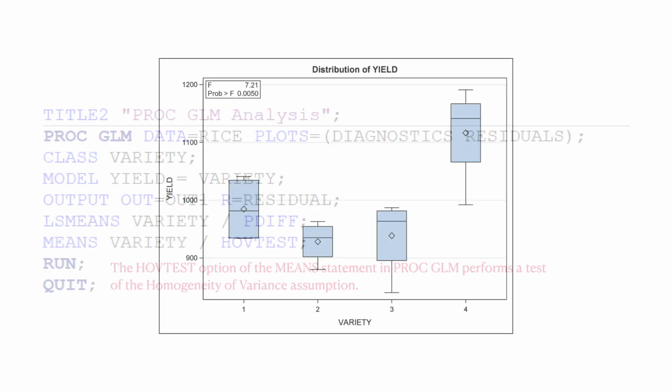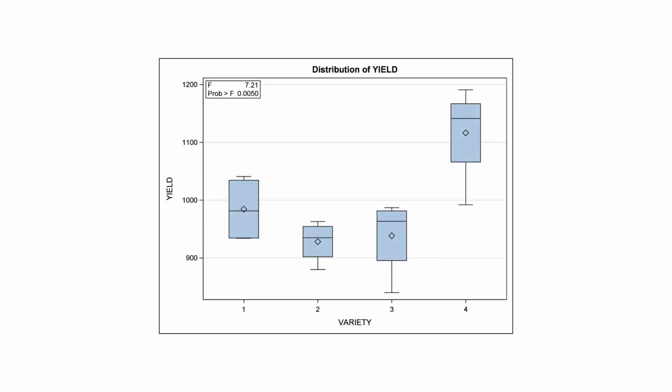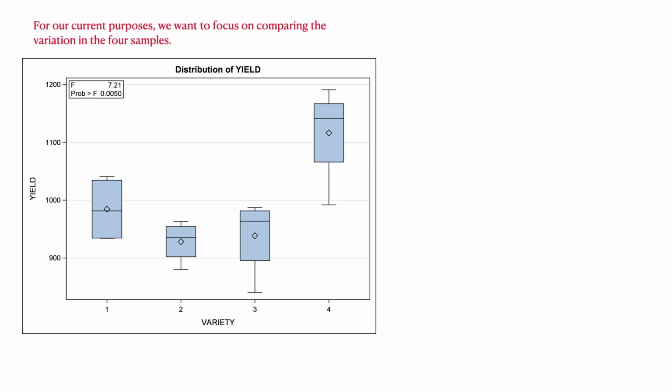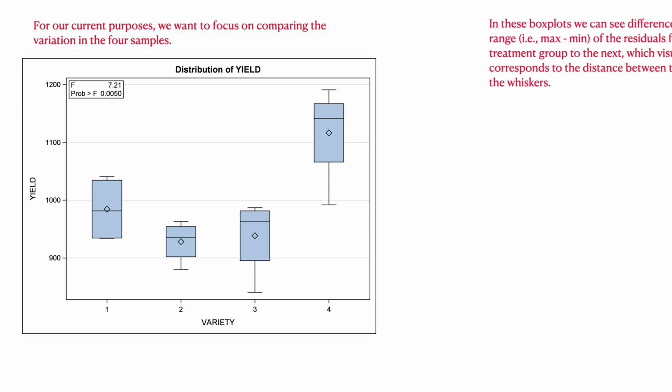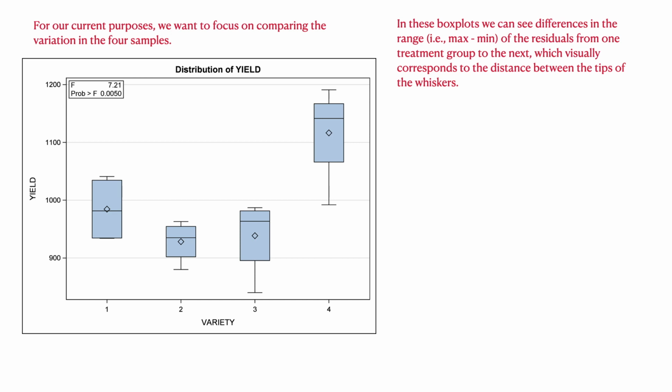assumption. Here's a set of side-by-side box plots, one for each of the four varieties, and these are box plots of the yield. Now, for our current purposes, what we want to focus on is comparing the variation across the four samples. In these box plots, we can see differences in the range, that is the maximum minus the minimum, of the, and this says residuals here, but it's actually of the yields, from one treatment group to the next, which visually corresponds to the distance between the tips of the whiskers for the box.